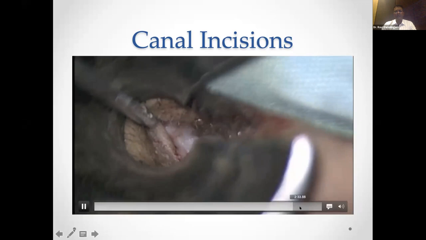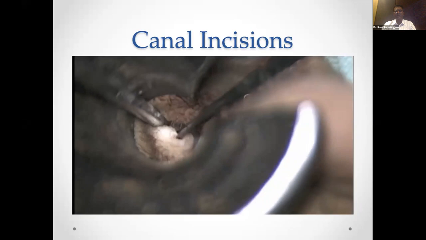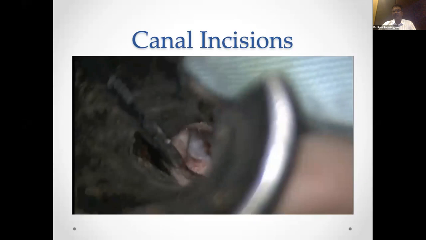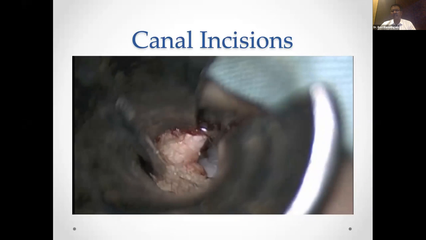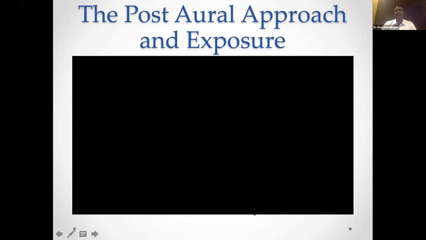And that corner is elevated. So at the end of this particular step, we've separated the so-called corner's flap. The whole skin is elevated. You know exactly where the incision has been given. And this kind of incision facilitates good exposure and easy further progress. Once this is done, the next step is the postaural approach and exposure.